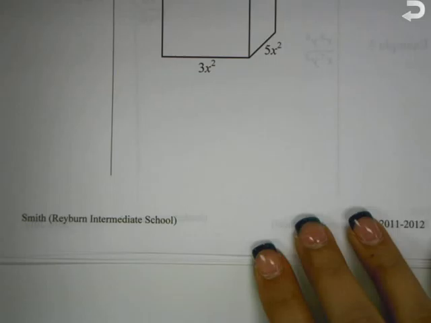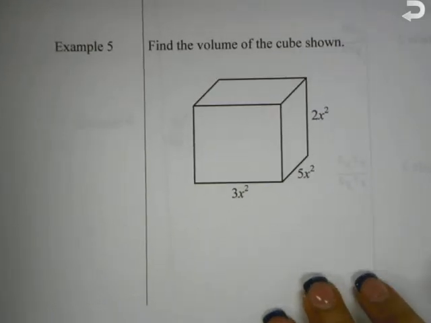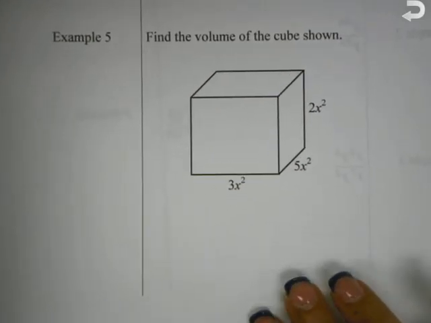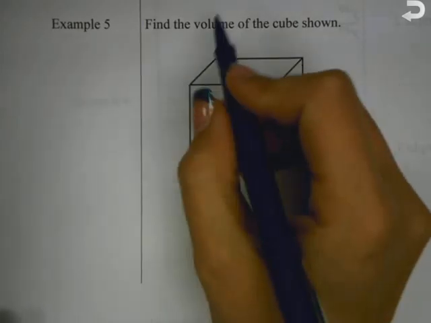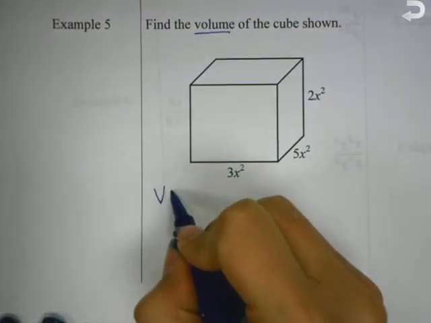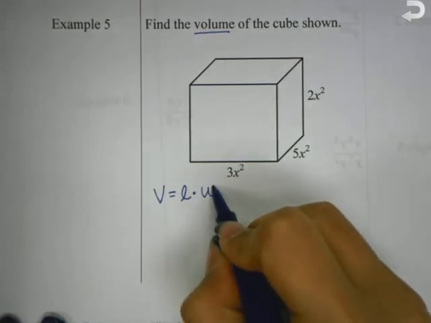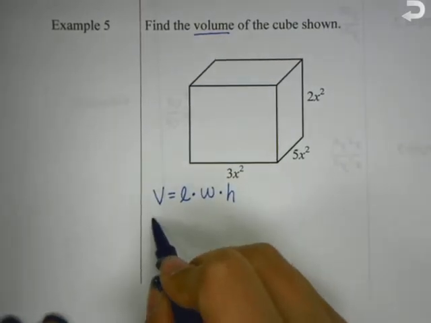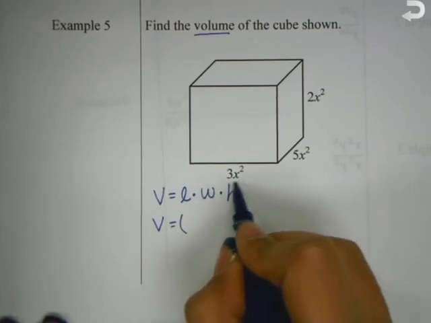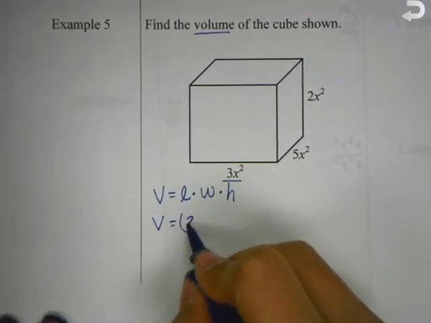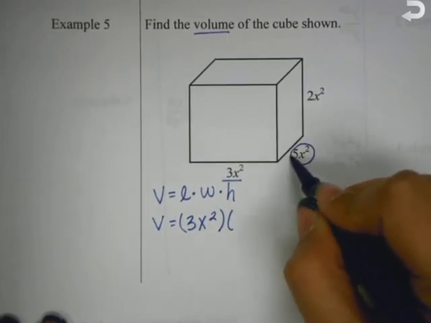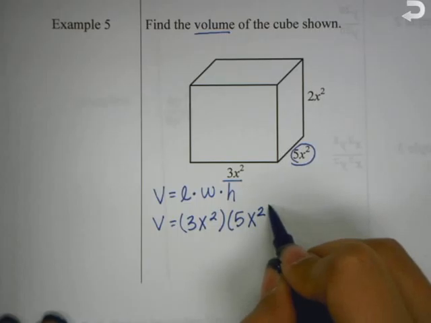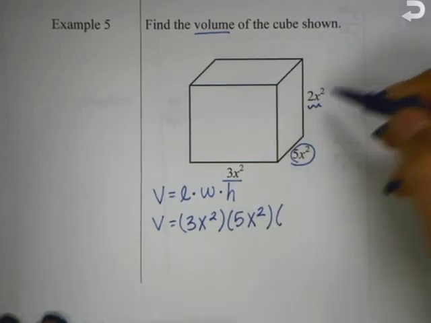Can't draw a cube? So we want to find the volume of this cube. Volume. What is the formula for volume? Length times width times height. So volume equals, what's my length? 3x squared. Times width, how wide is the box? 5x squared. Times the height, 2x squared. So we have 3x squared times 5x squared times 2x squared.